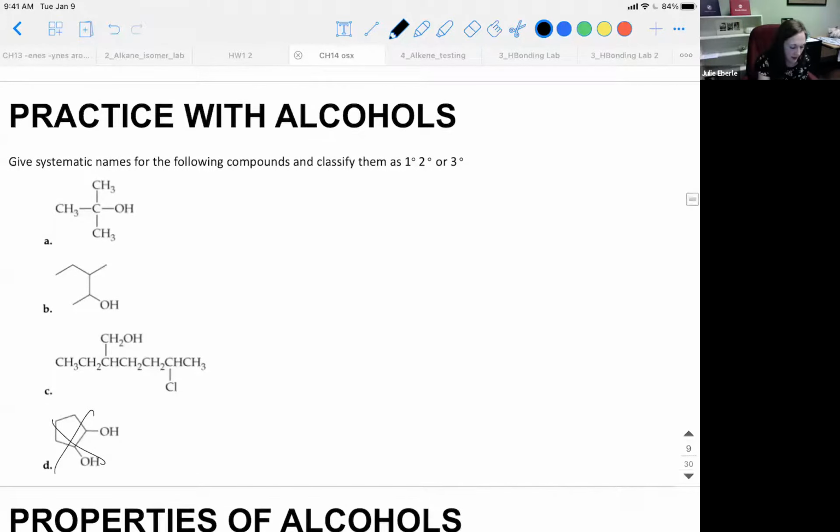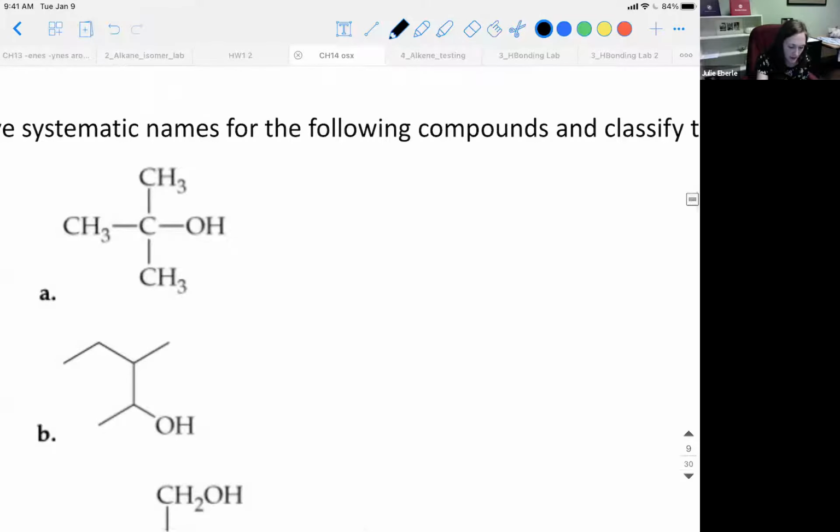All right, so how would we name A? We'll try to name this. Well, we got to number the longest continuous chain. It's right here. We got a 3-carbon chain. So what's the root word? Prop. So this is not propane because we got an alcohol. So it's propane, take the E off and change it to OL, propanol.